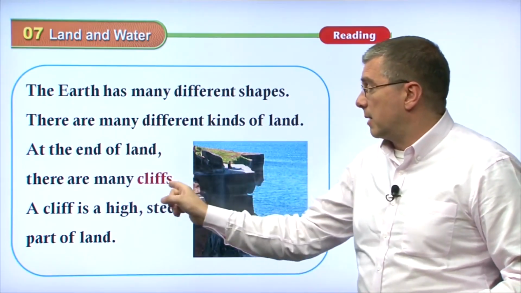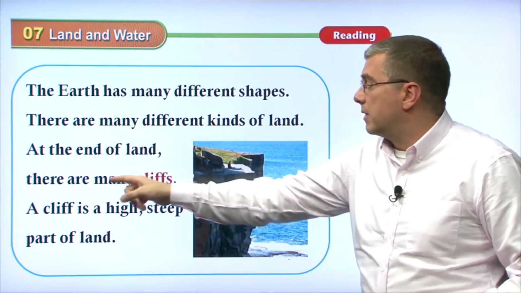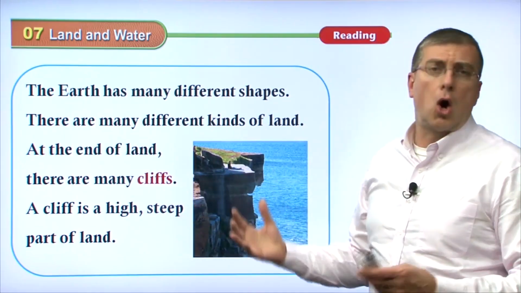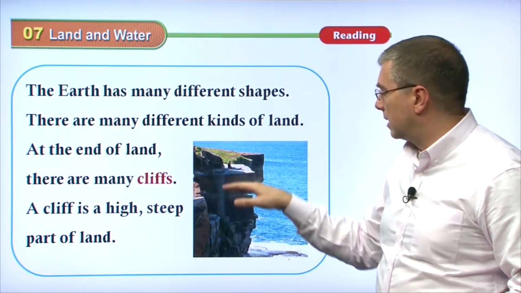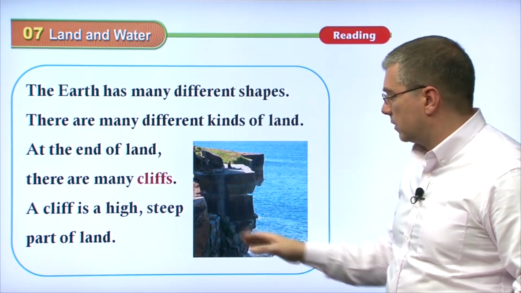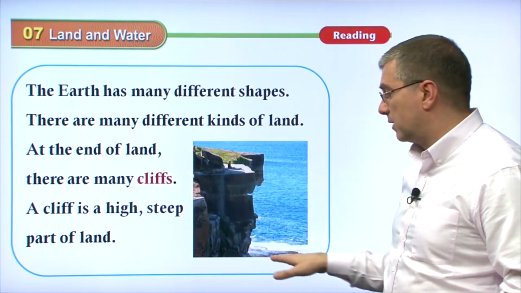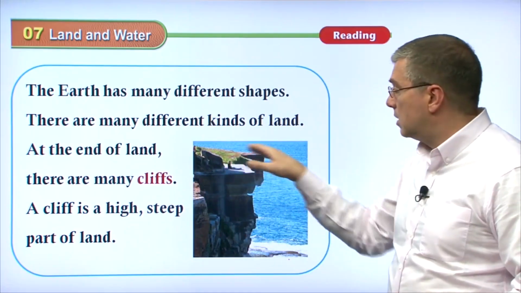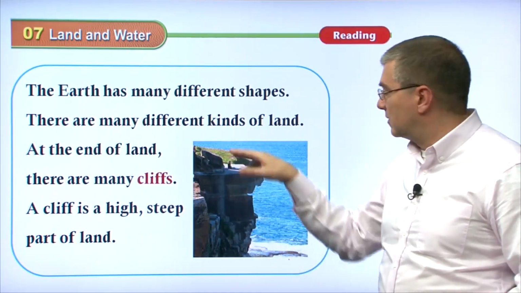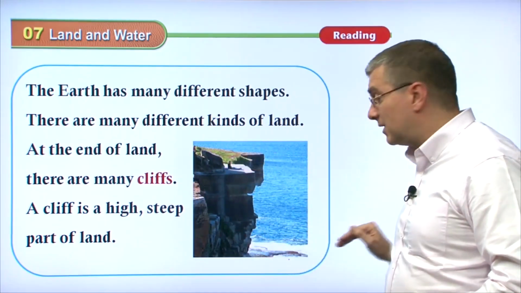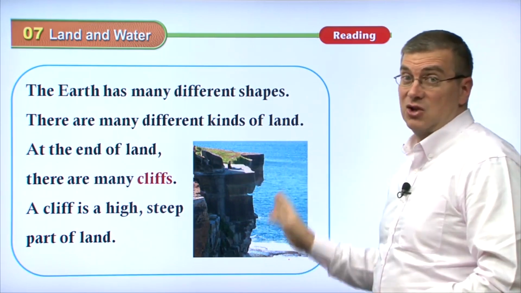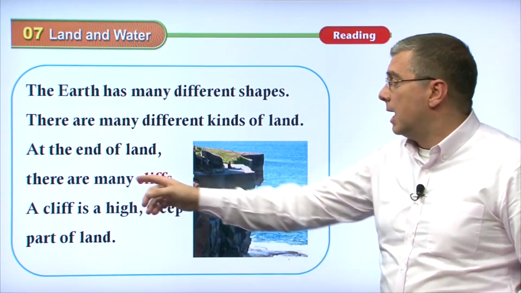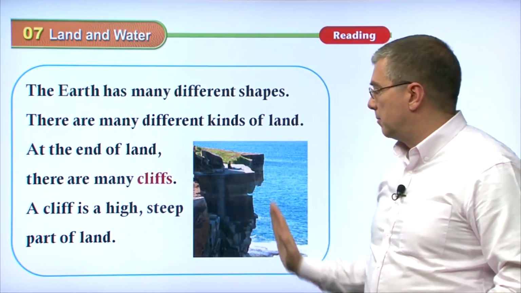So at the first one, we're talking about cliffs. At the end of land, there are many cliffs. Well, not all land, of course. At the end of some land. You don't always have this. Sometimes it comes down to a beach. But at the end of some land, when it goes into the ocean, you have a cliff. And a cliff, again, is a sudden drop or a sudden rise, depending on your direction, right? A cliff is a high, steep part of the land.